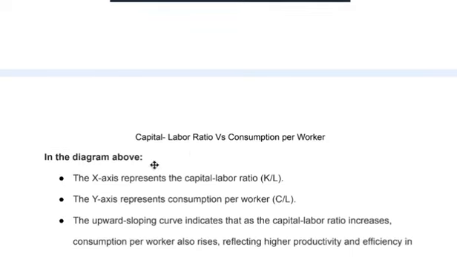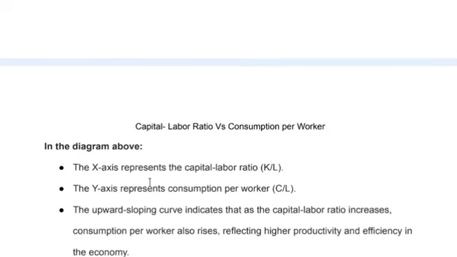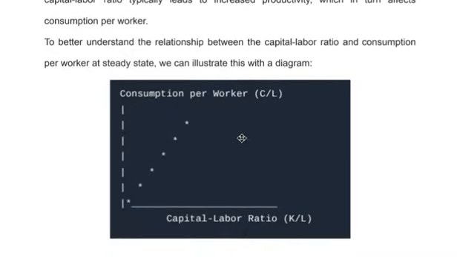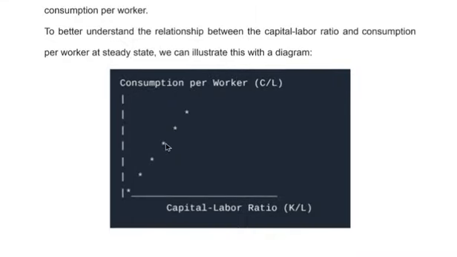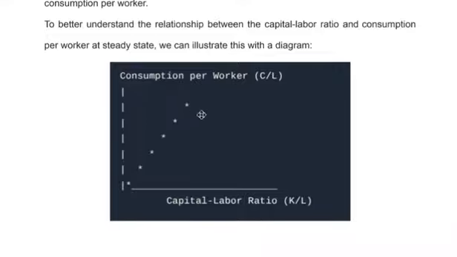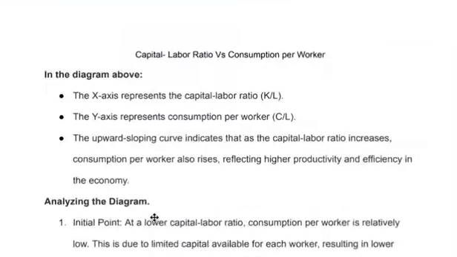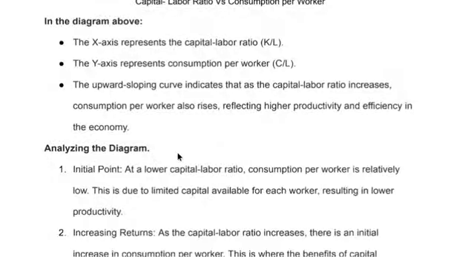In the diagram above, the x-axis represents the capital-labor ratio, K/L. The y-axis represents consumption per worker, C/L. The upward-sloping curve indicates that as the capital-labor ratio increases, consumption per worker also rises, reflecting higher productivity and efficiency in the economy. Analyzing the diagram.